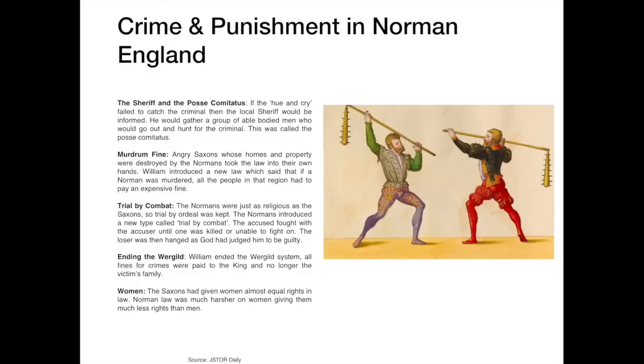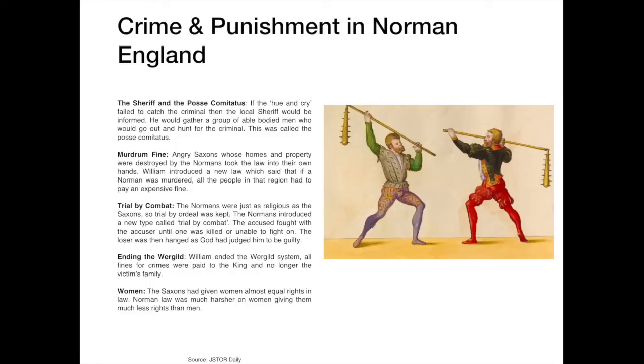Trial by combat. The Normans were just as religious as the Saxons, so trial by ordeal was kept. The Normans introduced a new type called trial by combat. The accused fought with the accuser until one was killed or unable to fight on. The loser was then hanged as God had judged him to be guilty.